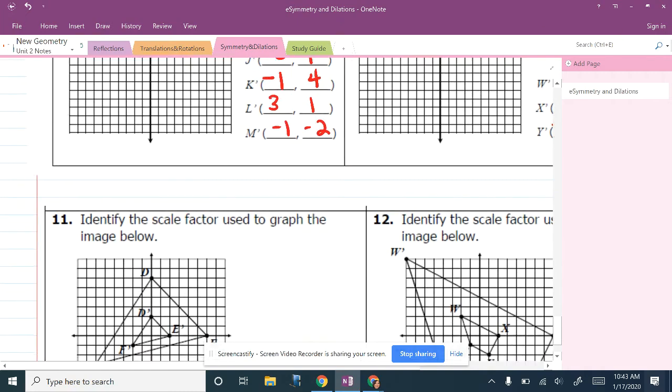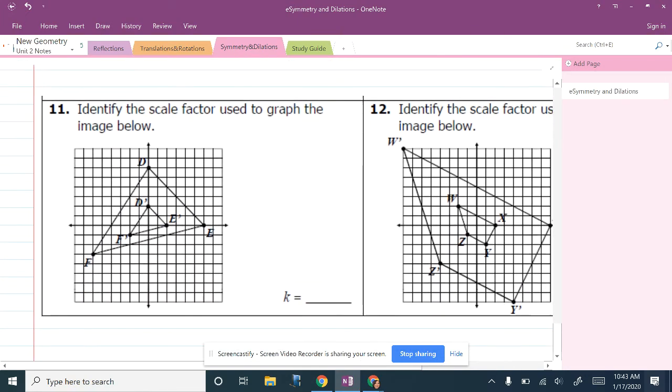All right. Y'all look over at number 11 and number 12. What is different about these two? Yes, they give you the original and the new picture, and you have to tell what the scale factor is. So it's kind of like working backwards. The way I like to do it, now we start with D and go to D prime, right? So which one's bigger, the original or the new one? The original one, and the new one's smaller. So what happened, an enlargement or a reduction? A reduction happened. So I know that whatever K is, it's got to be less than 1.